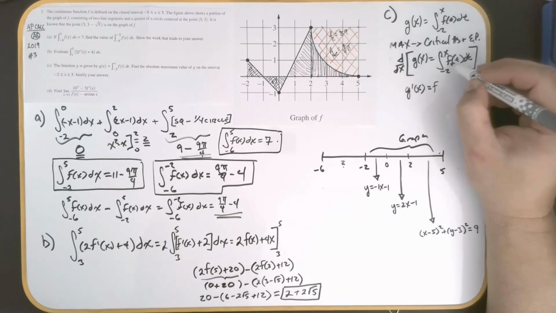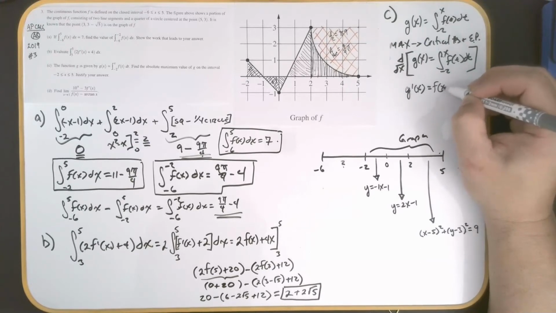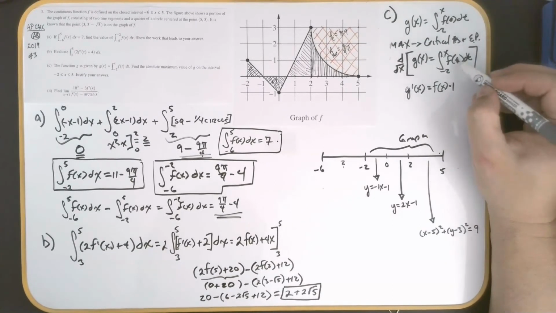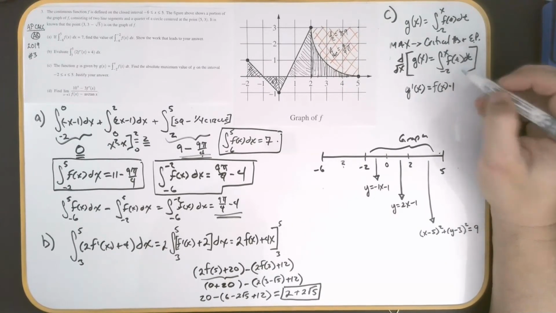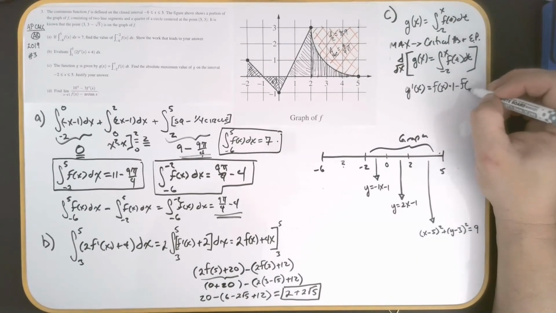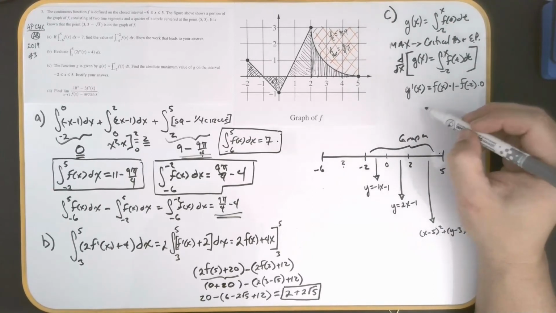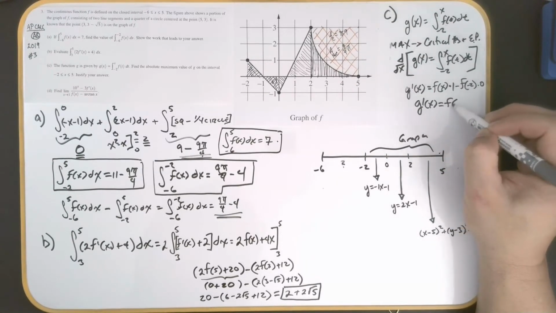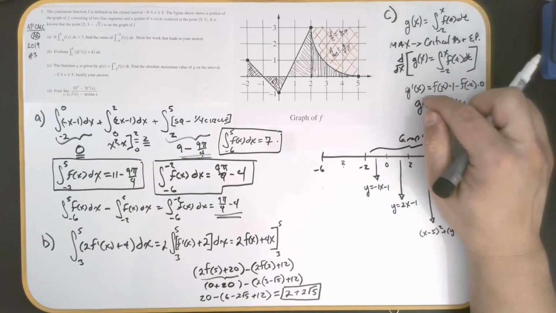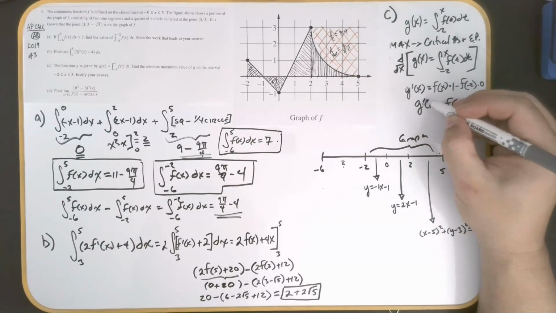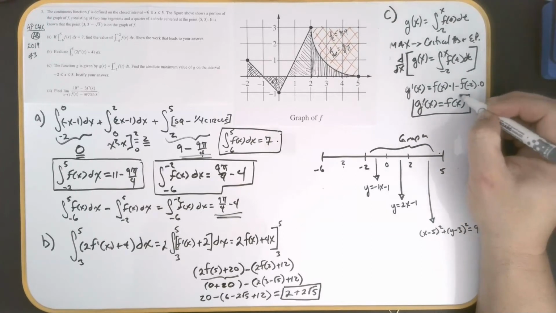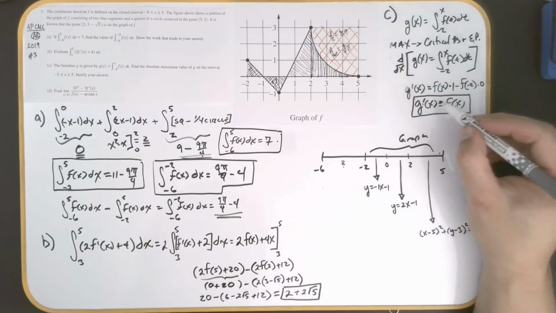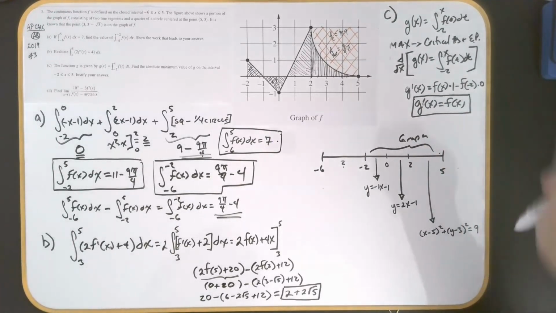Technically speaking, this is going to be f of x times 1, because I'm going to replace t with x, times the derivative of x, minus f of negative 2 times 0. And all of that drops out, and we get g prime of x is equal to f of x, which we already knew anyway. Okay, so we take our derivative of g, which we just did, because remember, we're looking for critical numbers.